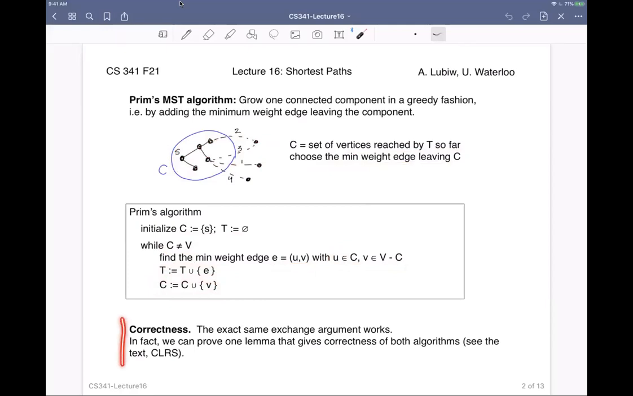Now, as far as correctness of this, the exact same exchange argument that we looked at last day for Kruskal will also work, and I'm not going to go through the details of it. It is in fact true that you can prove one single lemma that proves simultaneously the correctness of Prim's algorithm and of Kruskal's algorithm. You can find that proof in your textbook, CLRS. I didn't choose to do that because I think it's much easier to understand if you're just focusing on one algorithm first. So that was why I didn't present you with that really general proof.